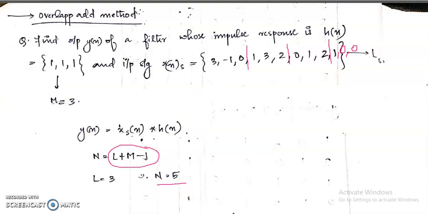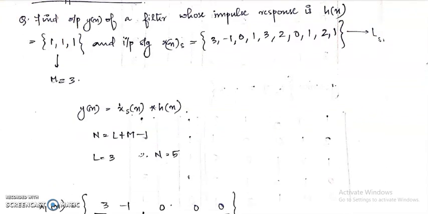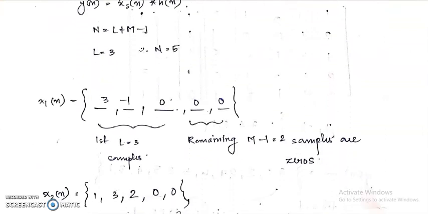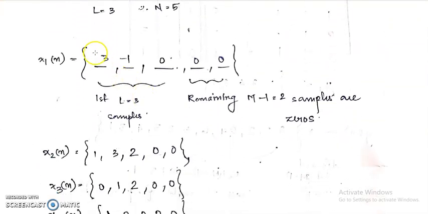How can we do that? For that, we take each block, and the remaining positions are filled with zeros. We take the first block, 3, minus 1, 0. Its length is 3. We want to modify its length into 5. For that, the remaining positions are filled with 0. So we get the first modified block.